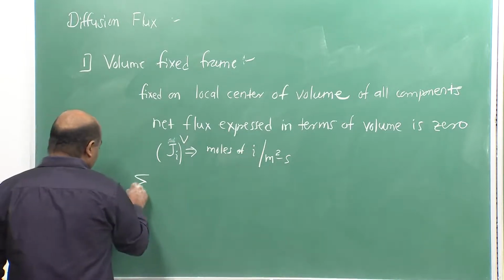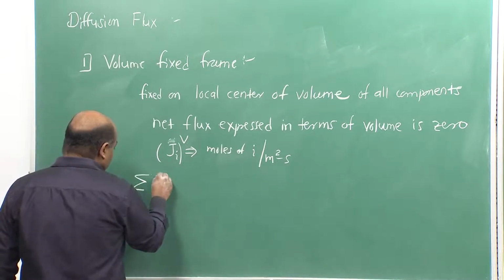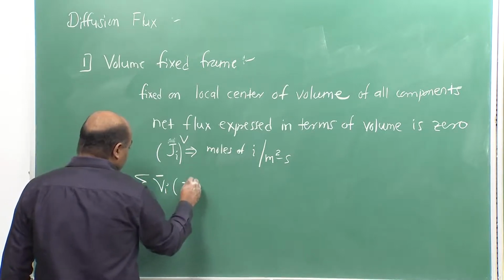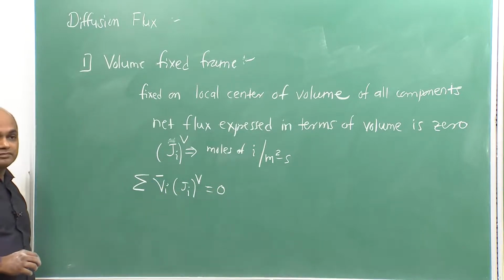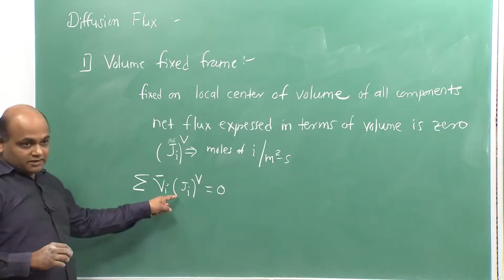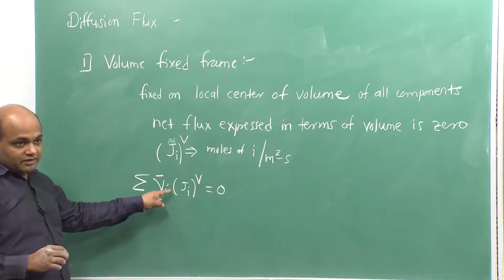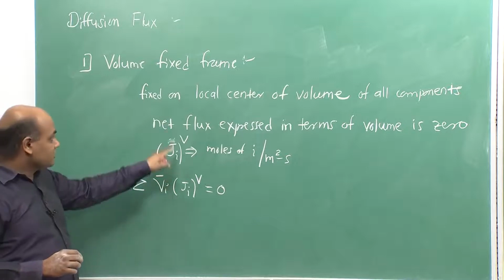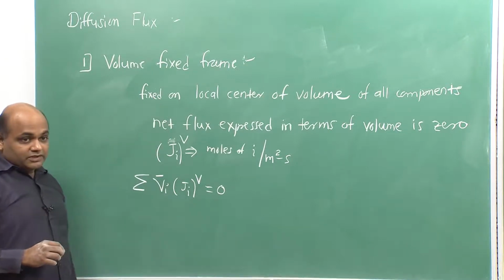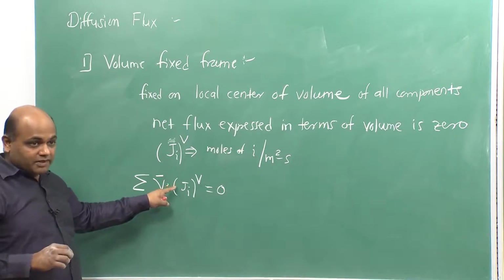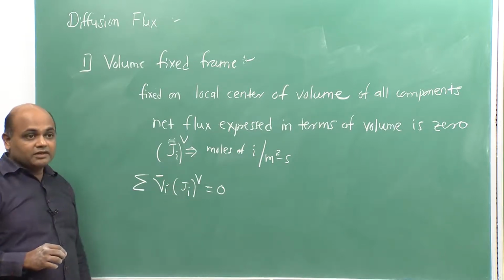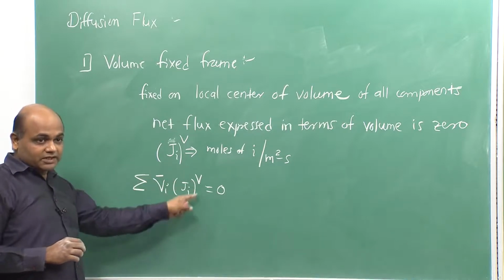So, we know the sum over i of V_i bar J_i^V should be equal to 0, and that is again the significance here. So, in terms of volume fixed frame, again there are only n minus 1 independent fluxes; the nth one will be dependent because there is a constraint.